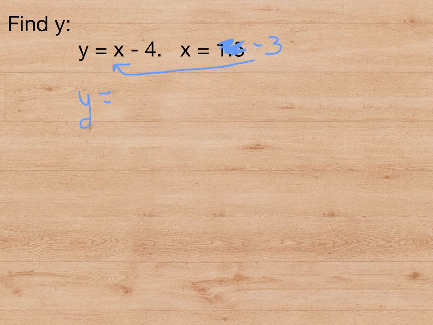So y is equal to negative 3 minus 4. Y is equal to negative 7. So we're talking about always solutions. The solution is negative 3, negative 7. So for some people, the substitution method is a little nicer than the other two.